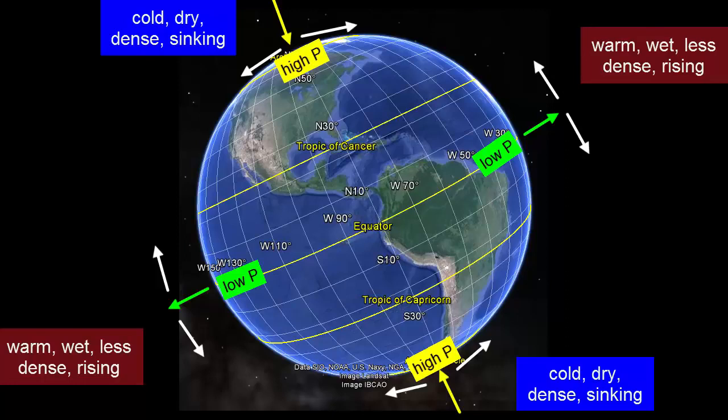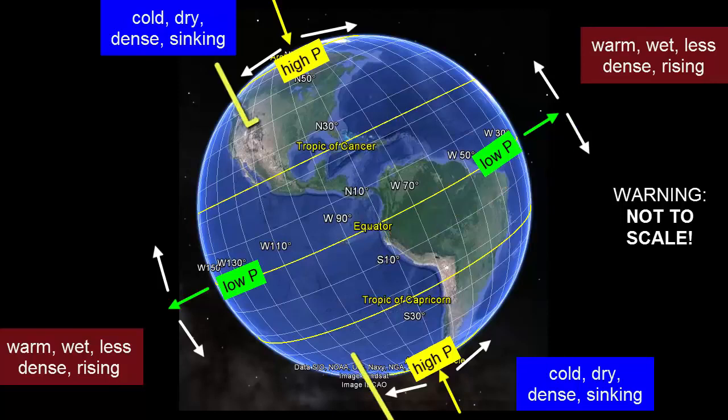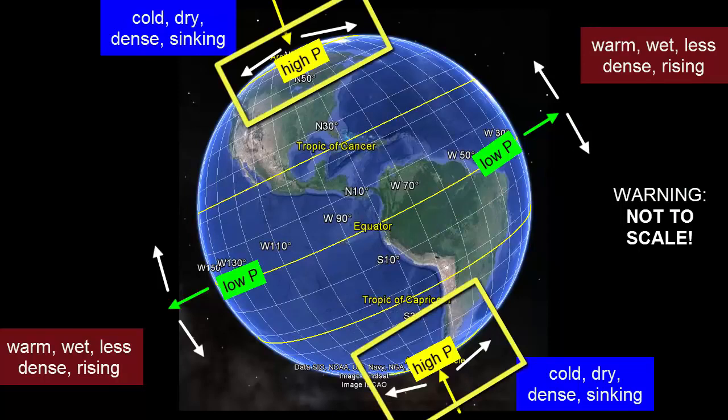However, their height is grossly exaggerated. Remember, the planet's radius is about 6,400 kilometers. The troposphere is only 12 kilometers thick. What happens to the air that sinks at the poles?